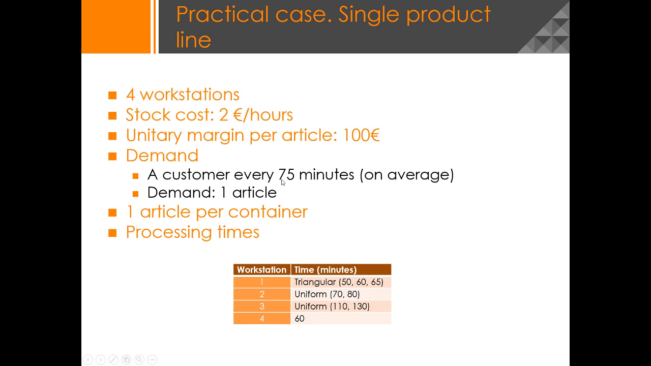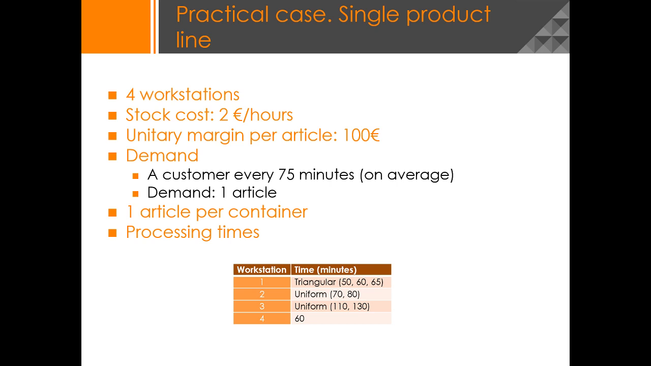So as I said, we have 4 workstations. We will assume that we have a stock cost of 2 euros per hour. So every hour we have a unit there, no matter what state of the process. We will be assuming a financial cost, or whatever cost we have, but it can all be summed up in a 2 euro cost per hour and per article.